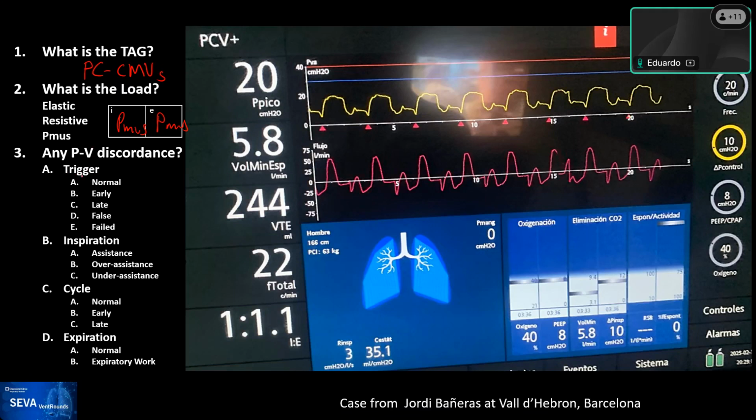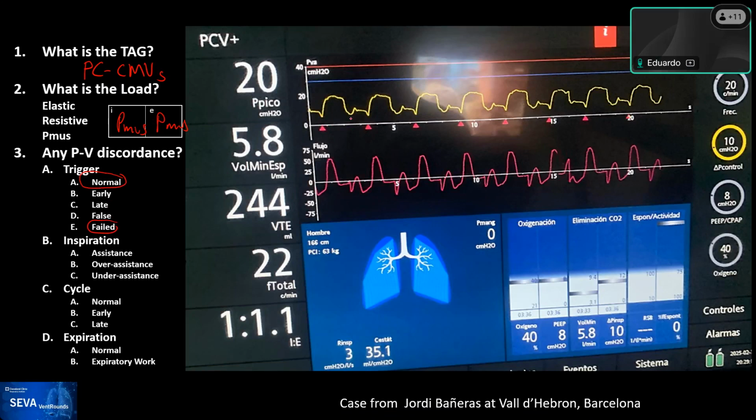So let's talk a little bit about trigger. I would ask you, what's the discordance that you see in terms of trigger? Is it normal, early, late, false, or failed? Anybody? Normal? 50-50. There you go. Yeah, good, Annika. Yes. So what we're hearing here is that there's normal, and then there's the concept of failed. So let's go at it for a second. Yeah, thank you, Michael.